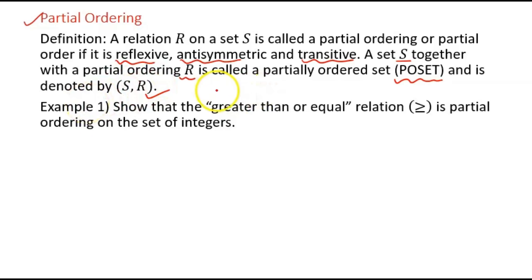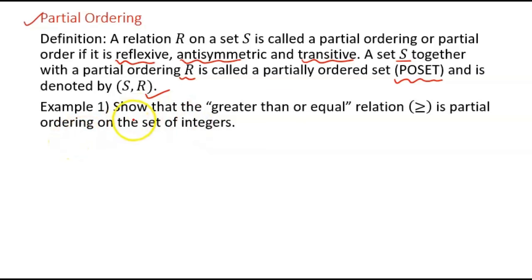The point I hope you must have noticed is that in case of equivalence relation, we wanted the relation to be reflexive, symmetric and transitive, but here we want it to be antisymmetric. To understand this, let us take a few examples.